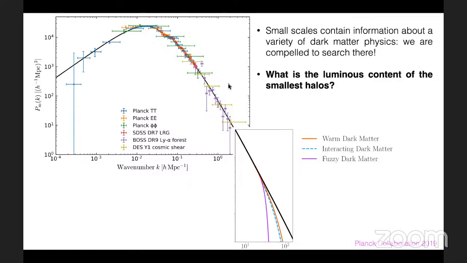And I think a very natural question to ask about these small scales, or about matter that is clumped on these small scales, is, for the very smallest halos, what is their luminous content? And that's what I'm going to be focusing on. So my talk is split into two parts. In the first part, I'm going to be talking about this question of the luminous content of the smallest halos. And then I'll turn to the implications of these measurements that we've made for the physics of dark matter.